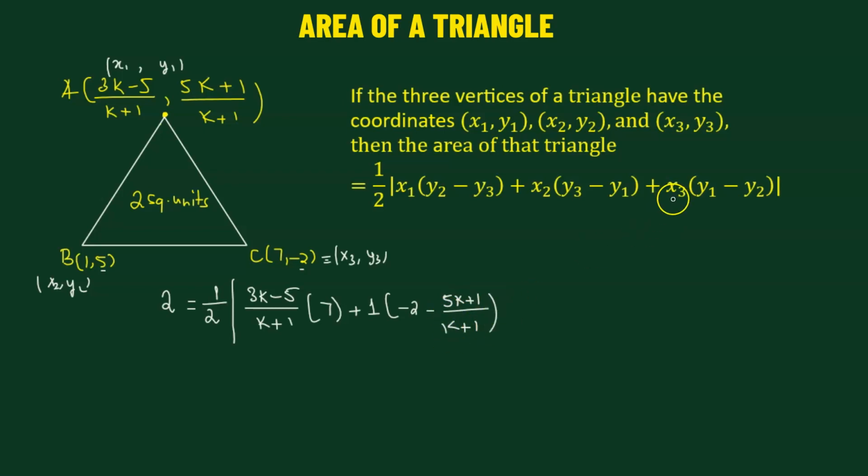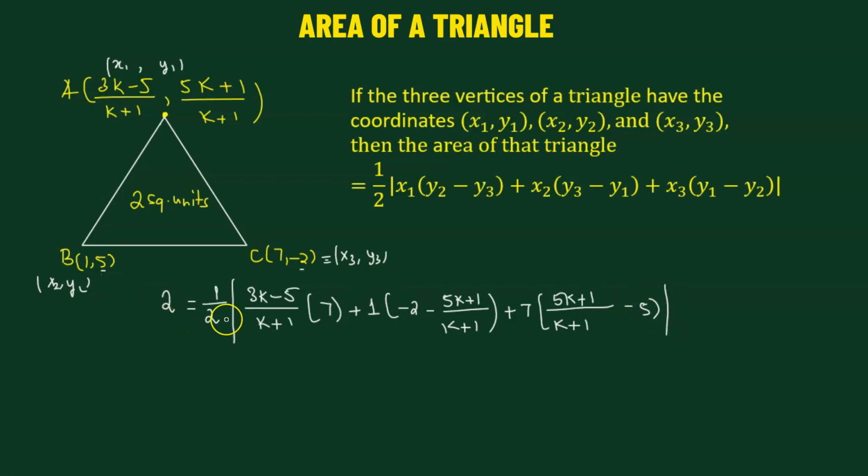Then we move on to the x3 value, which is the x coordinate of C, that's simply 7. So we have 7 multiplied to, now we need y1 minus y2. So y1, that's the y coordinate of A, which is (5k plus 1) divided by (k plus 1), and from it we're going to subtract y2. So y2 is the y coordinate of B, that's simply 5.